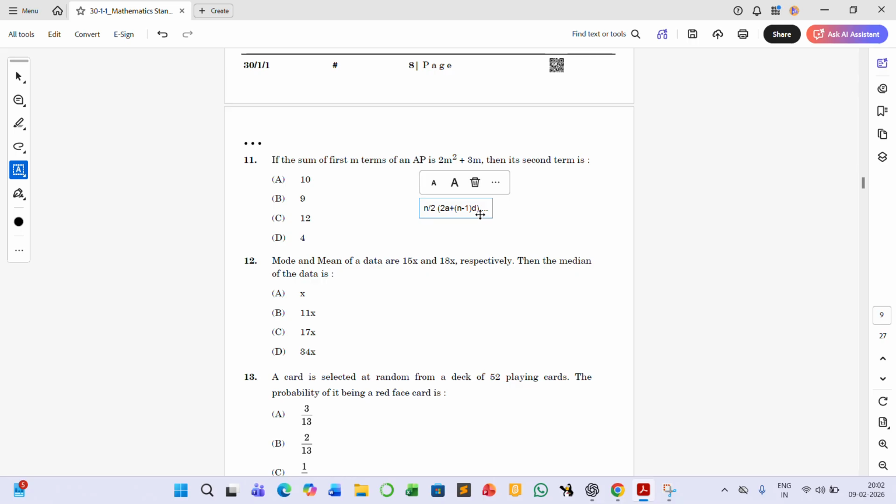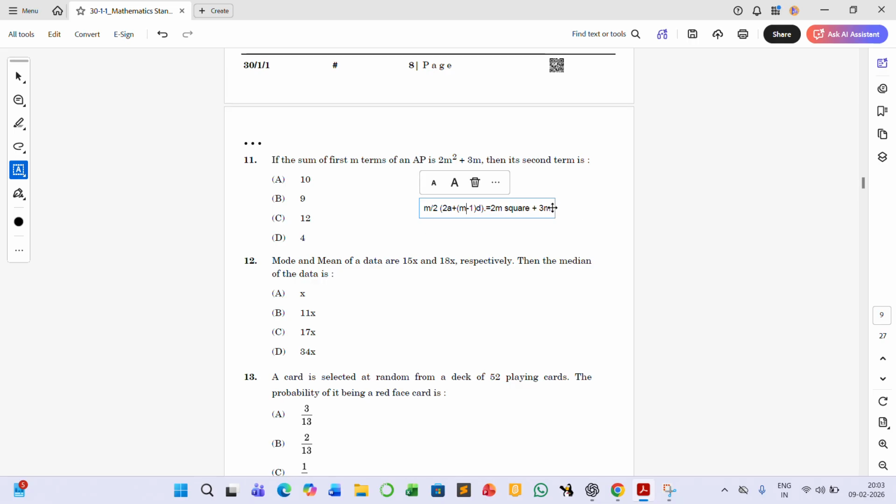So they have said it is equal to 2m square plus 3m, right? It is equal to this sum of the first m terms. So here you can replace n by m. No worries. Then they're asking for the second term, right?